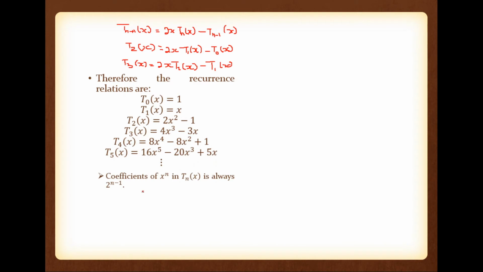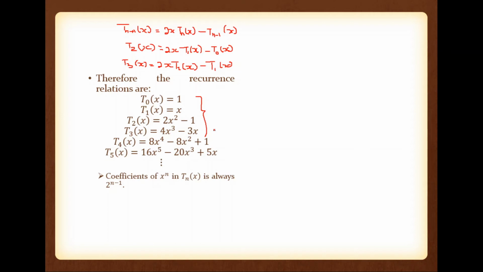So the coefficient of x raised to n in Tn of x, meaning the coefficient of the largest power term in Tn of x, is 2 raised to n minus 1. Now I am going to show the first 4 graphs. In the previous slide I told you the Chebyshev polynomial is defined within the range minus 1 to 1. If x is from minus 1 to plus 1, we can use the Chebyshev polynomial.